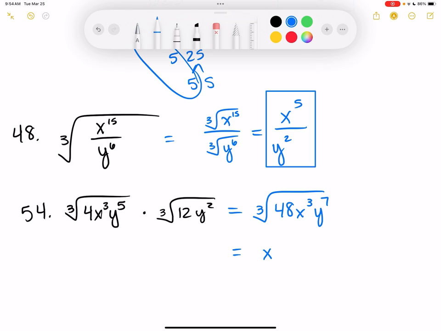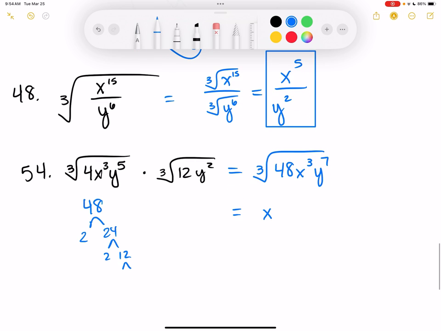You could factor 48. 2 and 24. 12 and 2. There's bigger ones, Bob. 6 and 6. So I can take out a 2.